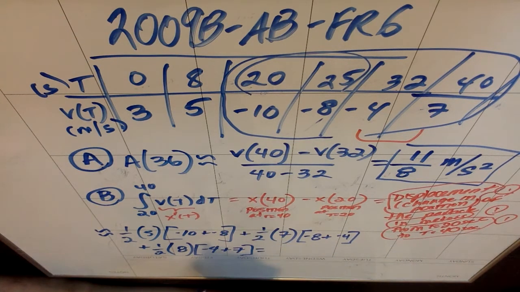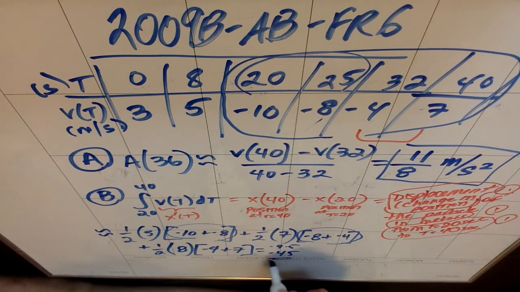So if you were gutting this out, this is a -18. I'd put that with the -1/2 and realize that that's a -9 times a 5. So I get a -45 for the first one. Same thing here. This is a -12 times the 1/2, so I'd make that a -6, -6 times the 7, so I get a -42.